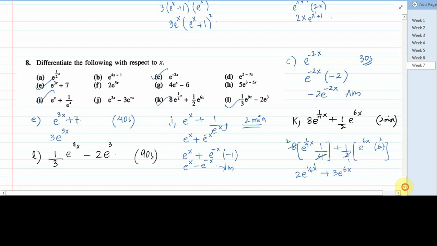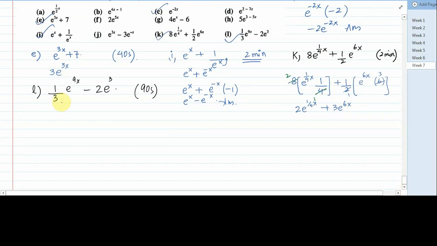Alright. Similarly, it will be 1 upon 3 as it is. The differentiation of e to the power 9x is e to the power 9x, and now we need to find the derivative of the power, that will be 9, minus... e to the power 3 is constant, right? e to the power 3 is a constant. You can find the value of e to the power 3 from the calculator. And we know that the differentiation of a constant is 0. So that is why we are writing 0 here.